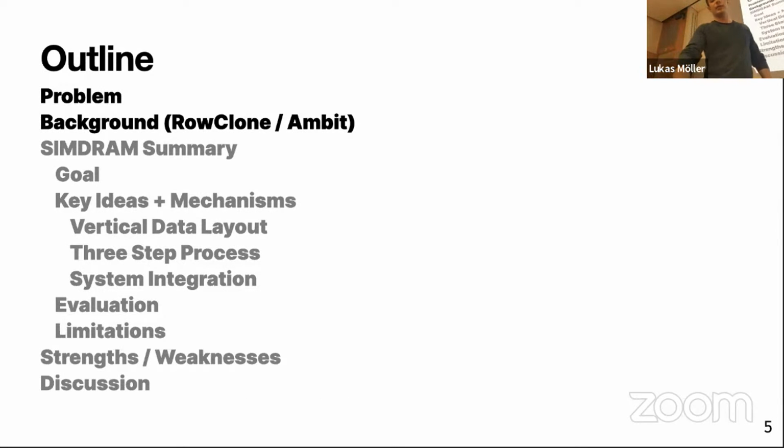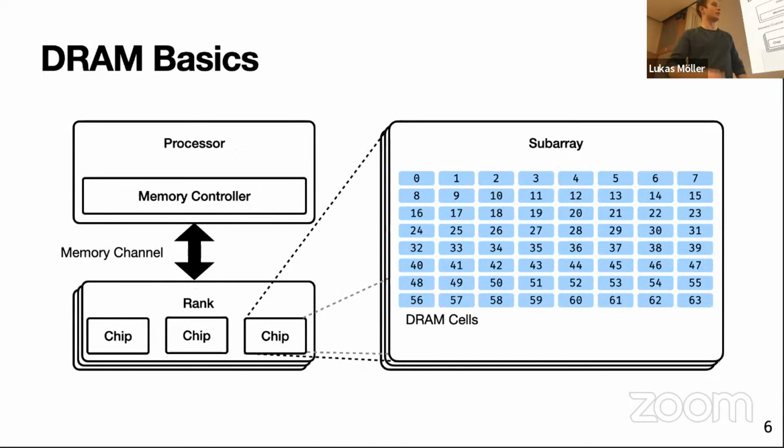Let's get to the background. I already mentioned RowClone and AMBIT. Let's see what those are. First of all, this is a schematic representation of a DRAM system. We have a processor on the top left-hand side with the memory controller, which communicates over the memory channel with our individual DRAM ranks. In there, we have chips which contain subarrays. In these, the data is stored in DRAM cells. Let's look at a subarray in more detail.